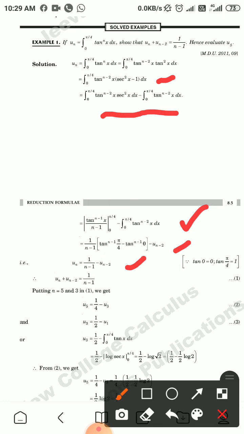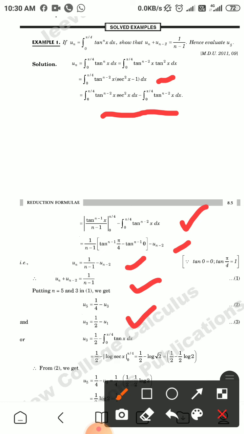Now we have to evaluate U5, therefore putting n equal to 5 and 3 in the first, that is U5 becomes equal to 1 by 4 minus U3, and U3 becomes equal to 1 by 2 minus U1.